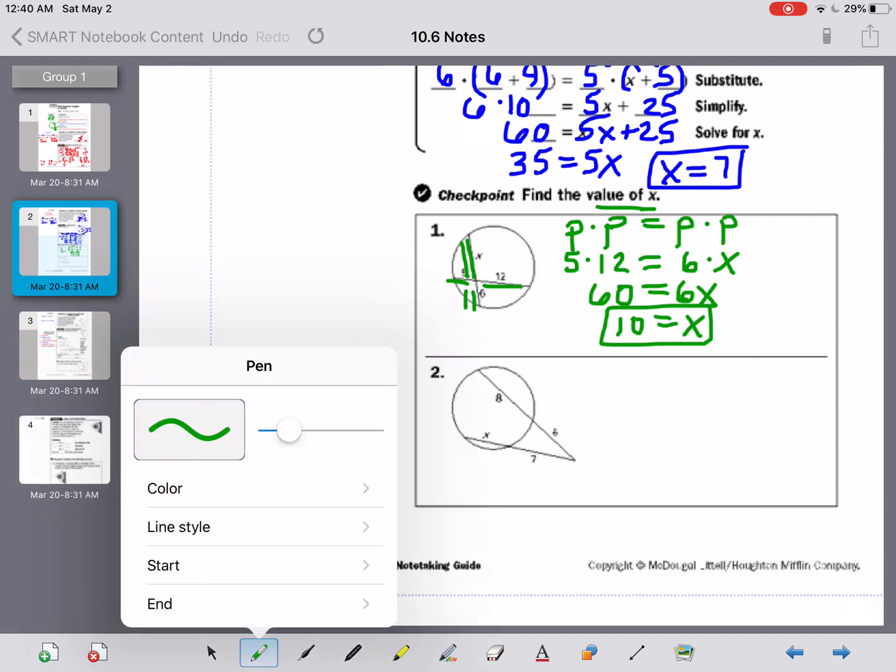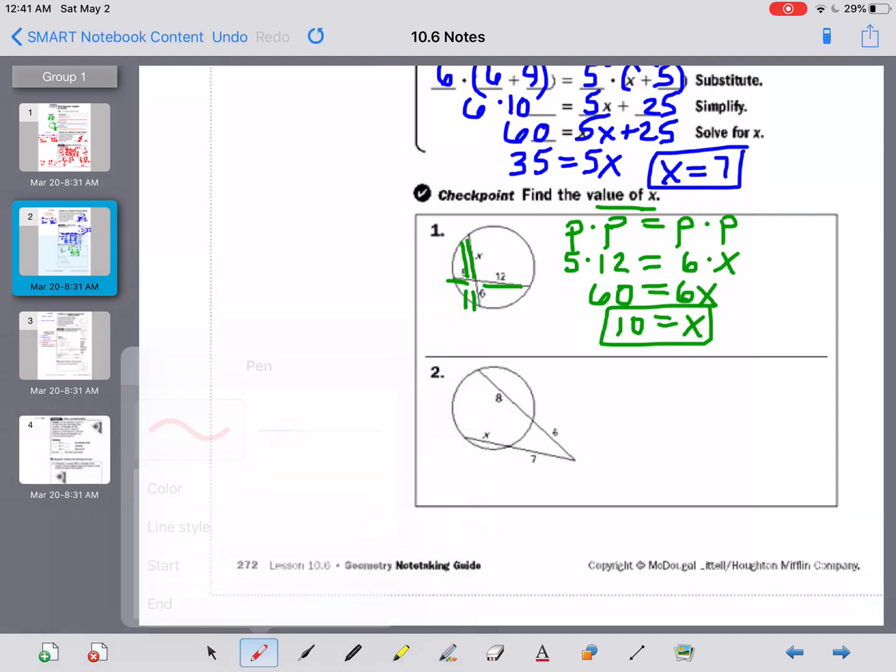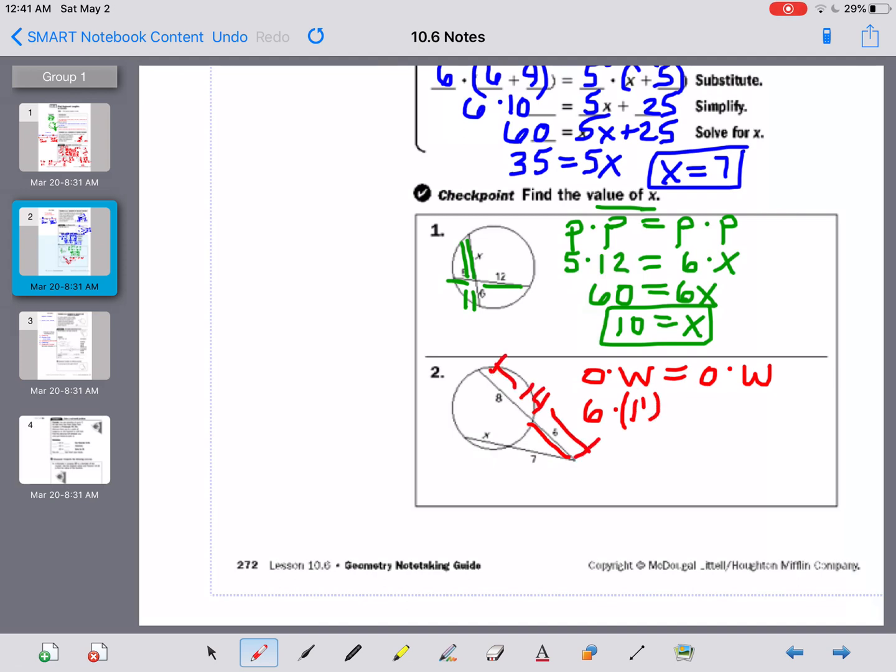For number 2, I don't see chords at this time. I see secants. So anytime I see secants, I'm going to do an out times whole equals an out times whole. There's a good chance if you found a geometry student from last year, they might remember ow equals ow, right? Ow, ow. That's what we're doing right here. So on the top secant, my outside portion there is 6. My whole thing, now be careful, the whole thing when I add it together is 14. Don't put that 8 in there.